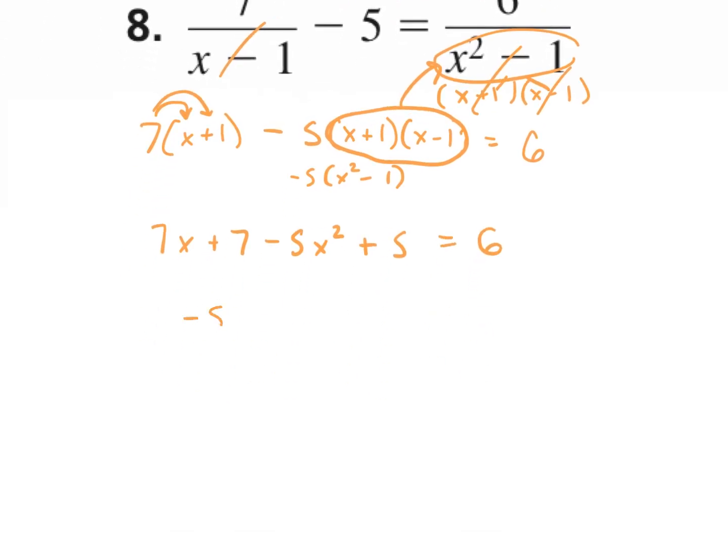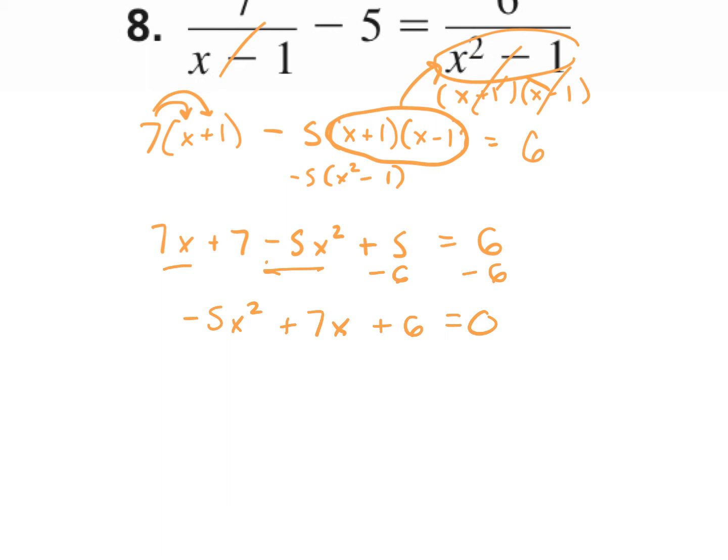So I have negative 5x squared. Got to move this 6 over, and I have to add the 7 to the 5. So I'm just combining like terms in this step, and putting it into standard form. I have x squared, x, and then 7 plus 5 is 12. 12 minus 6 is 6. Positive 6.